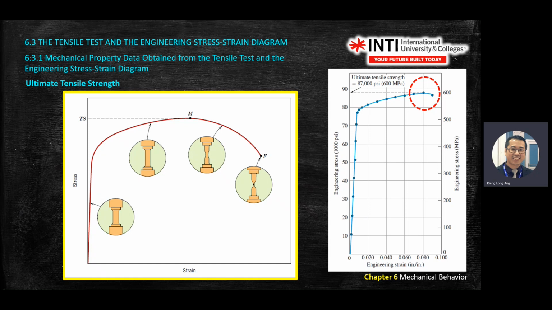How do you differentiate the left-hand side and right-hand side? On the left-hand side, you still see a little bit of going back to the original length, but on the right-hand side you won't see much difference compared to the last length that you pulled.